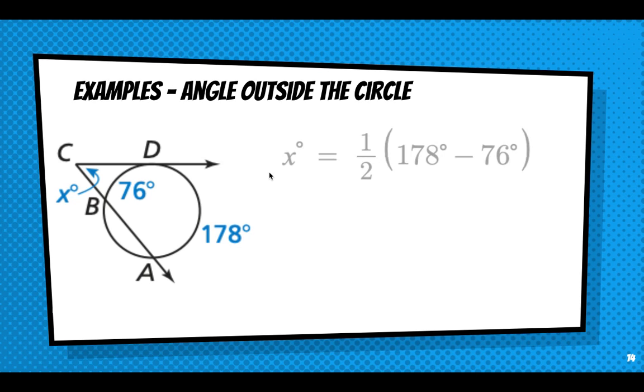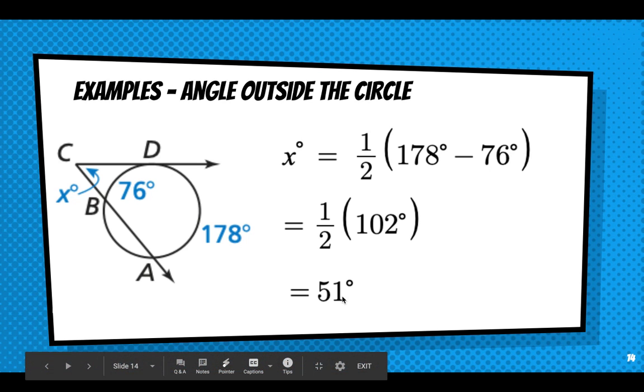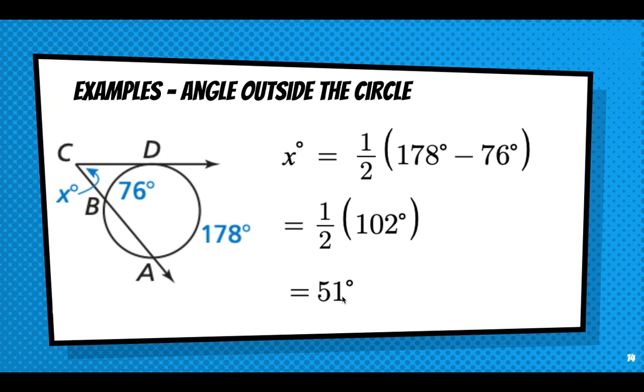Here we go. So x degrees is equal to 1/2 of big minus little, 178 minus 76. PEMDAS tells us do what's in parentheses first. So 1/2 of 102, which is 51 degrees. Now, the answer technically should be that x equals 51, just in case you're curious. Here I put x degrees, so x degrees equals 51 degrees, so x, just x, would just equal 51.